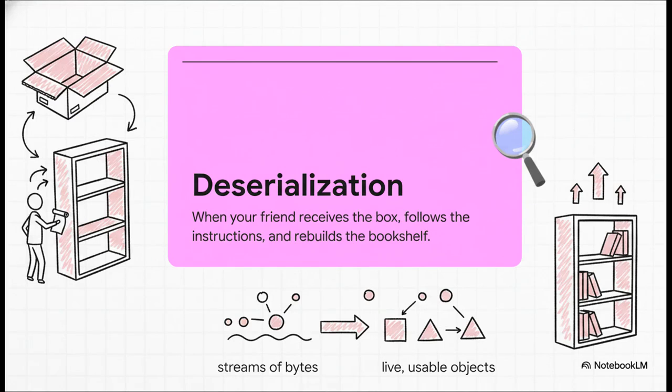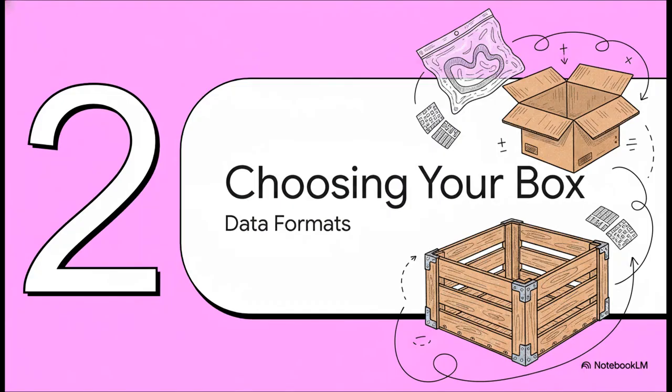And then, naturally, when your friend gets that flat pack box, what do they do? They open it up, they follow the instructions, maybe with a little frustration, and they rebuild the bookshelf in their own living room. It becomes a useful object all over again. And that reverse process, that's what we call deserialization. Taking that stream of bytes and turning it back into a live, usable object on the other side. Seems pretty straightforward, right? Well, this is where things get interesting, because this is where the real decisions begin.